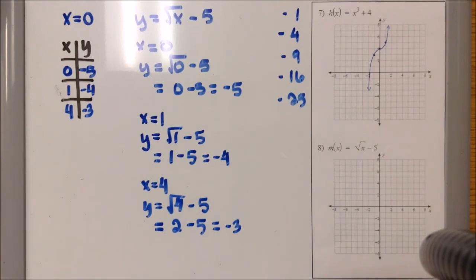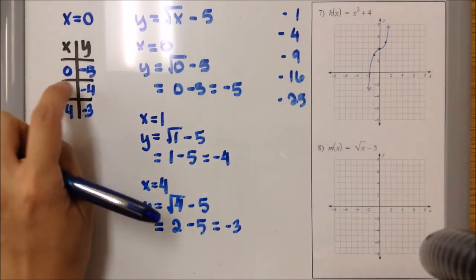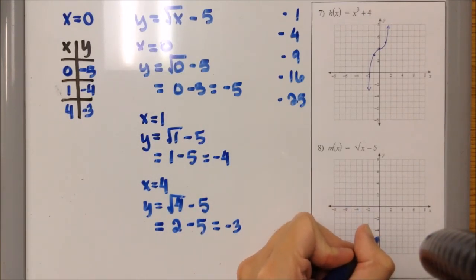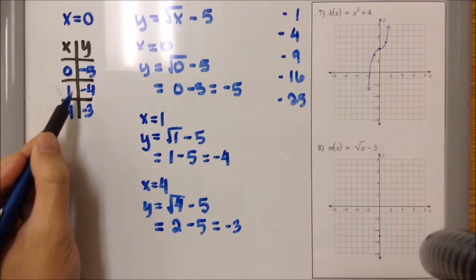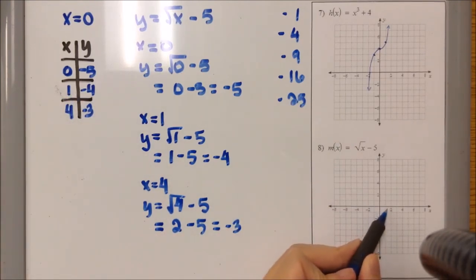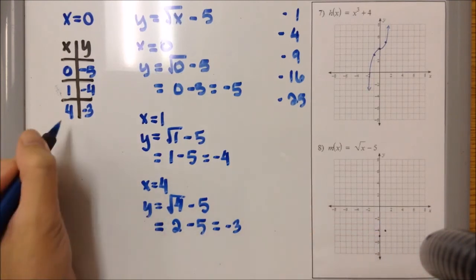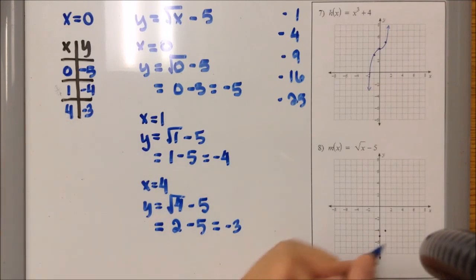So we're going to graph over here. Our first coordinate point is 0, negative 5. So 0, negative 5. It's going to be right here. Next one is 1, negative 4. So 1 and then negative 4. Our third one is 4, negative 3. So here's 4, here's negative 3.